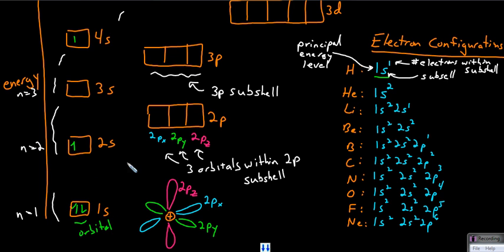Okay, so what is the electron configuration of lithium? It has 3 electrons. So the first 2 go in the 1s subshell, 2 into the 1s subshell, and then the next electron goes into the 2s subshell. So the electron configuration is 1s2, 2s1. There's 1 electron in the 2s subshell.